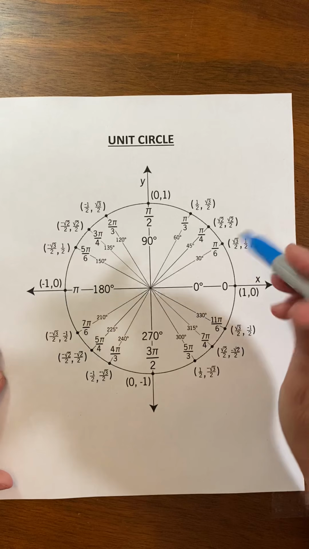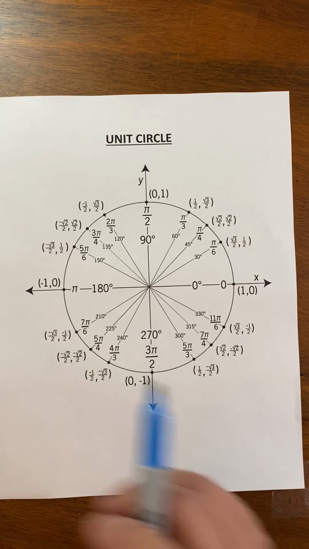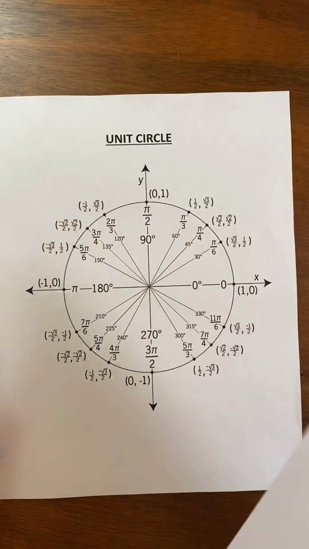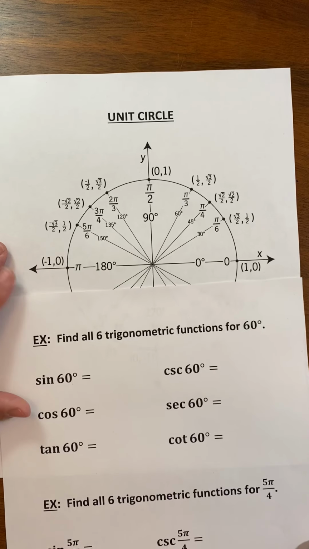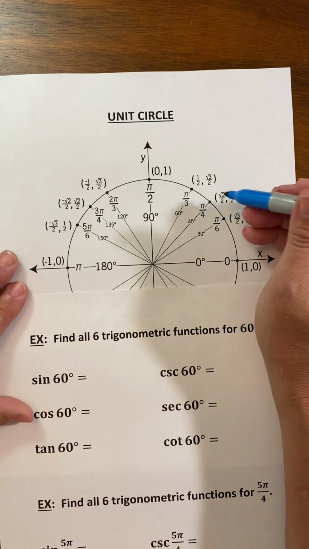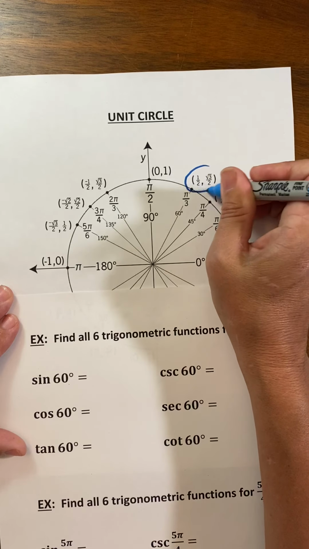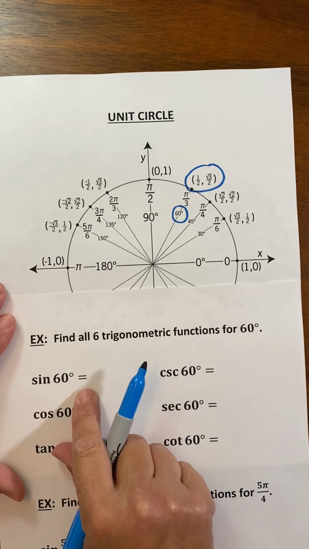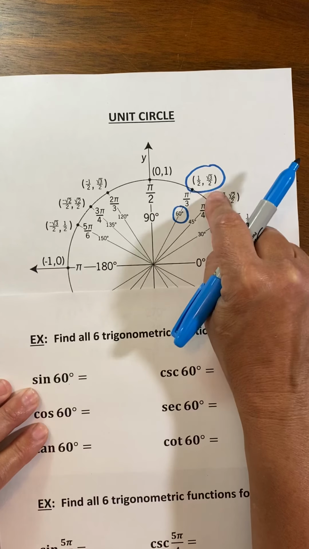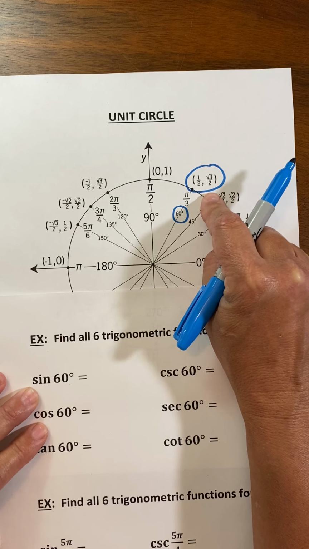Here's my unit circle, and here's where all our common angles intersect the unit circle. So that being said, I'm just going to pick 60 degrees to start with. Let's find all 6 trig functions for 60 degrees. So we're looking at this point right here. This is where 60 degrees crosses the unit circle. So the sine of 60 degrees, by definition, is the y coordinate where the terminal side of 60 degrees crosses the unit circle.